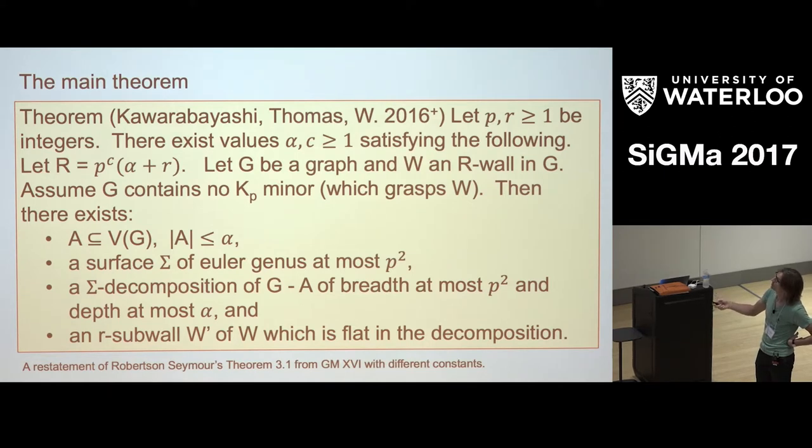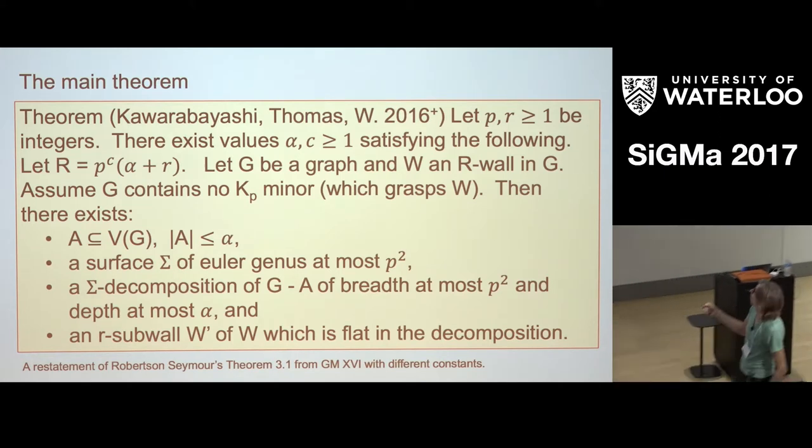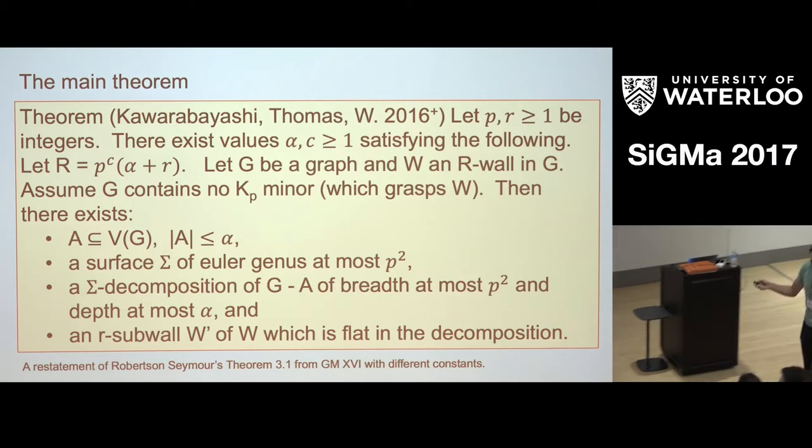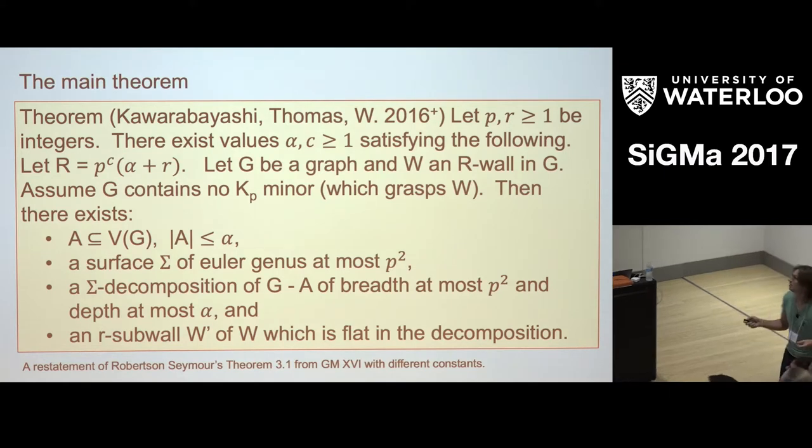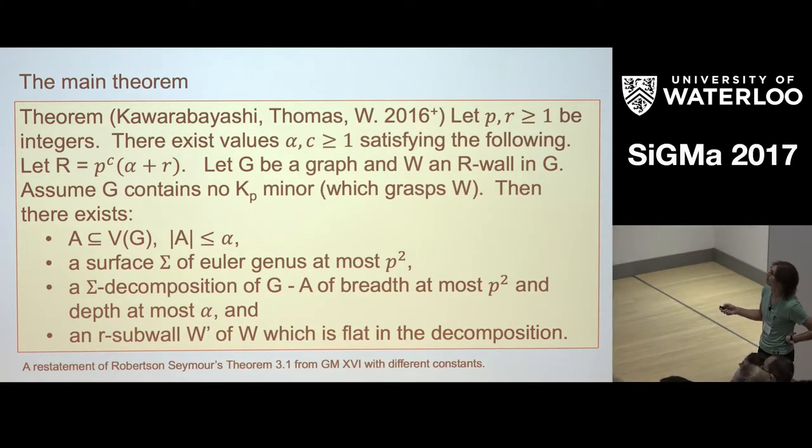So pick some huge value R. G is a graph, W is an R wall in G, and G does not contain a K_p minor. In fact, the actual statement has a little bit more information about how that wall intersects with the clique minor. You don't really need it for today, but it's an important aspect of the theorem.